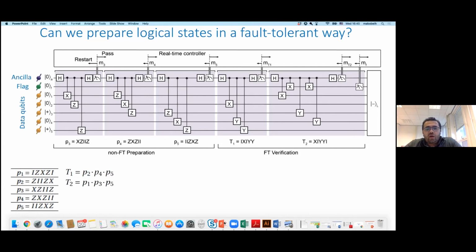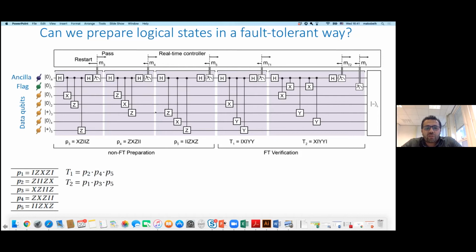By measuring these other three stabilizers, we would prepare the target logical state, but in a non-fault-tolerant way. This procedure can be done by conditioning on the measurement outcome to be +1, or by accepting any outcome and doing Pauli frame update. In this work, we choose to do it in a conditional form because it gives higher fidelity, as certain ancillary outcomes are more reliable. But as I said, this first part is non-fault-tolerant preparation.